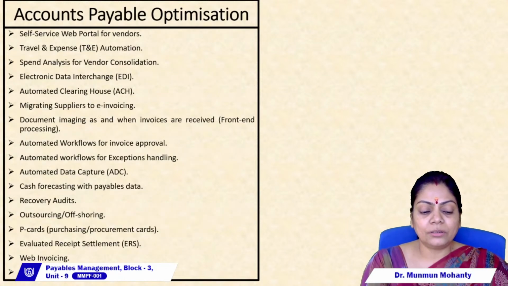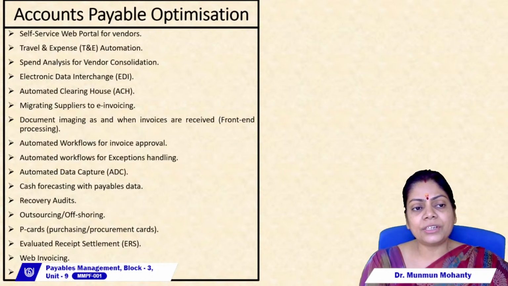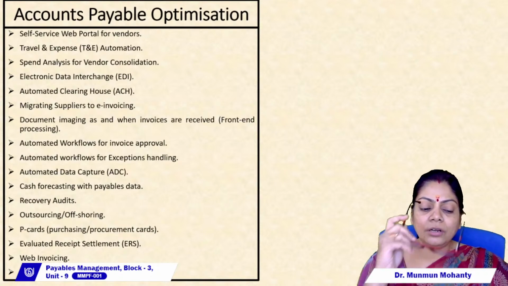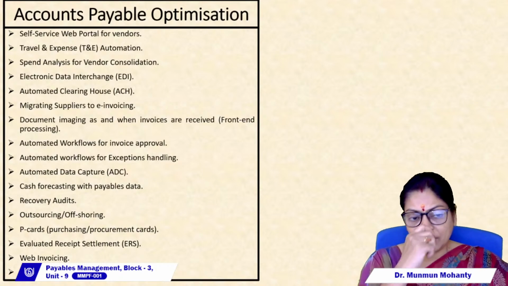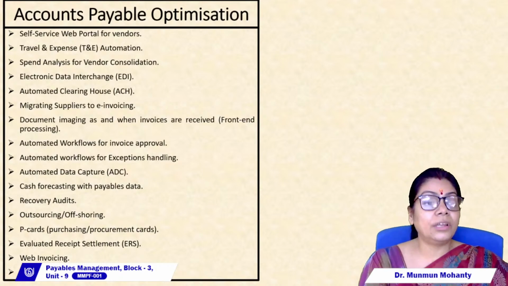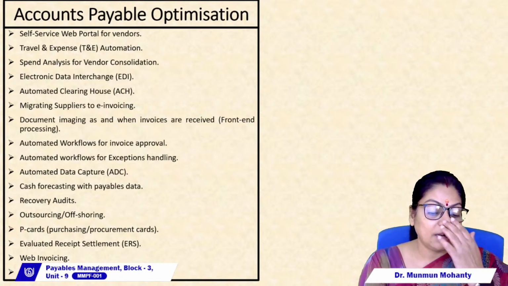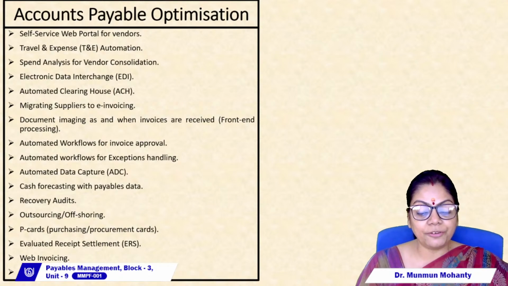In fact, in an interesting study done at the Institute of Finance and Management at Geneva, they found out there are 17 interesting ways of optimizing our accounts payable. Now, what are those 17 different ways? Now, I have listed them for you here.